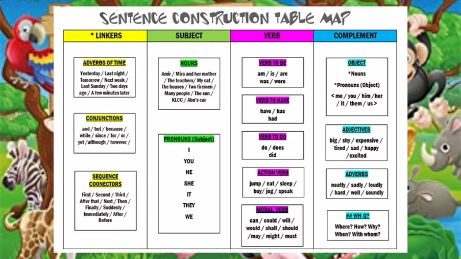Now let's move on to the last column, which is complement. Complement ni maksudnya pelengkap ayat. Dekat kolom complement, these are the suggested word classes yang awak boleh pakai. You can use object. Dekat object ni boleh pakai noun or pronoun. And then we also have adjective. Adjective is kata sifat. Tengok example dekat situ ada big, shy, expensive. Next one you also can use adverb. Adverb ni kalau nak senang ingat dia ada li dekat belakang. For example, neatly, sadly, dengan kemas, dengan gembira, dengan kuat. For the last part, WH questions ni later I will explain to you. Nanti teacher akan explain kat awak. Don't worry about that, okay?